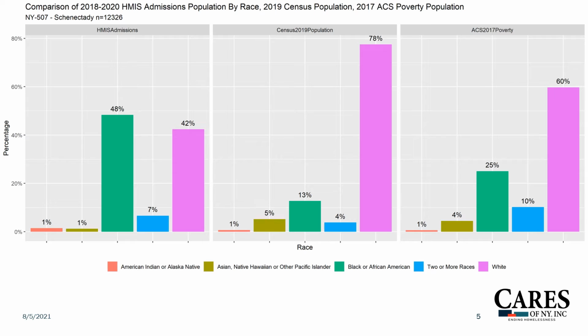In this first visualization, we're comparing the HMIS admissions between 2018 and 2020 to the census population and 2017 American Community Survey poverty population rates. We see that although white clients make up almost 80% of the community's population, 48% of all HMIS admissions were from clients who were Black or African American. The same conclusion can be drawn when you compare the HMIS population to the poverty population. And in both instances, there's an overrepresentation of Black or African American clients in the homeless system.